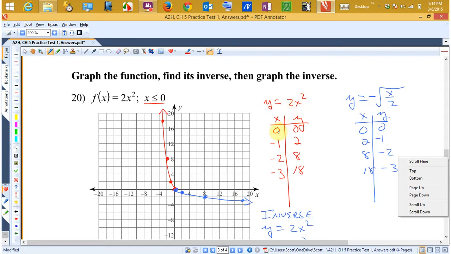I pick an x, and they have to be negative, so there are my values for x, and there are my values for y I got by plugging the x values into the equation. So 0, 0, -1, 2, -2, 8, -3, 18. So there is my function graph. And then I'm going to take the inverse of that.